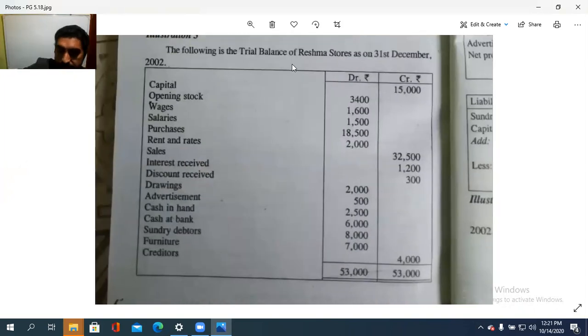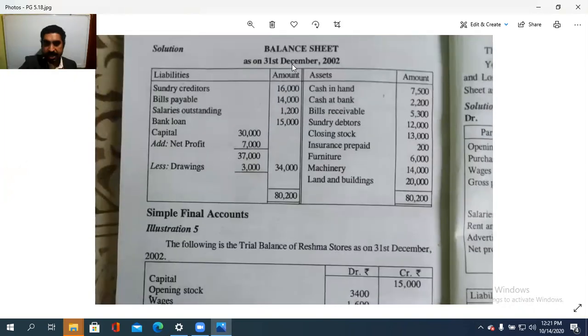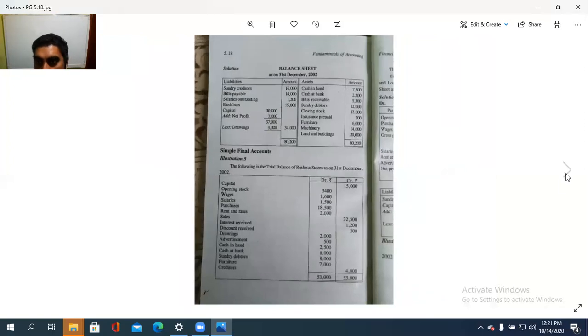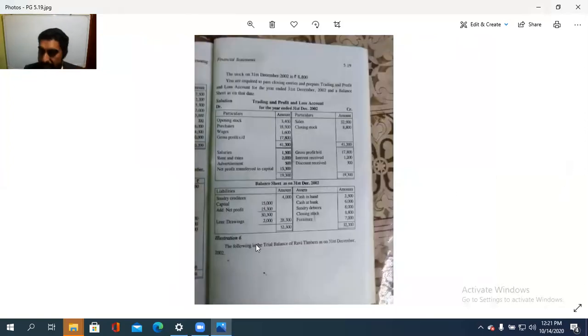See, this is the problem. Following is the trial balance of Reshma Stores as on 31st December 2002. Capital 15,000 on the credit side. This is the trial balance. Total is 53,000. Okay. Then from this, you need to deal with simple final accounts, with the stock as on 31st December 2002 being 8,800. One adjustment only in this format. This will last for 15 marks.